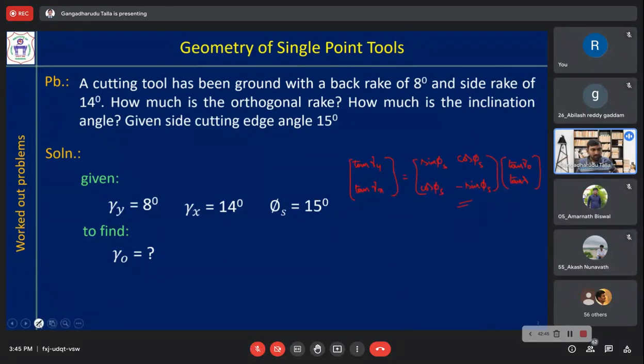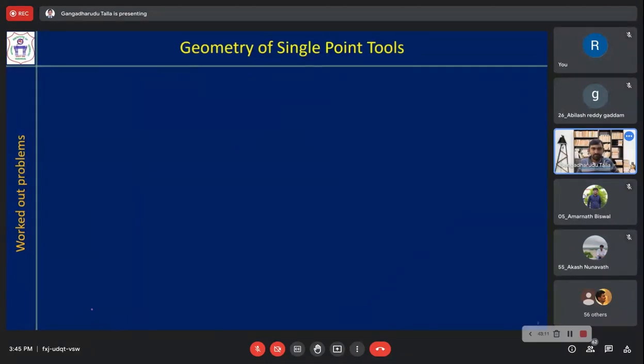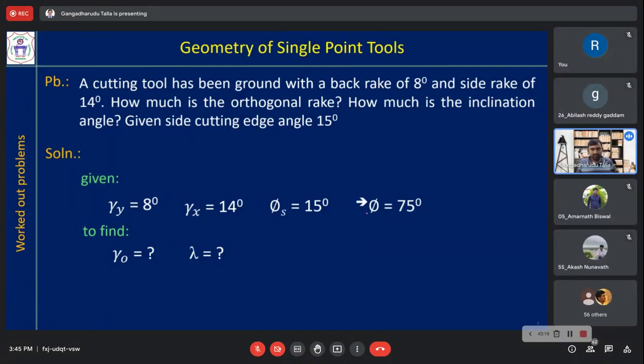Anyhow, I am not calculating it. I am leaving it. I have given everything here: what is given, what needs to be found, and the required formula is also mentioned. So that is enough. You have to calculate that gamma O and lambda also. Phi is 75. If required, you can use phi, otherwise phi s is sufficient. Phi and phi s, 90 minus. 90 minus phi s is 5. That's it.